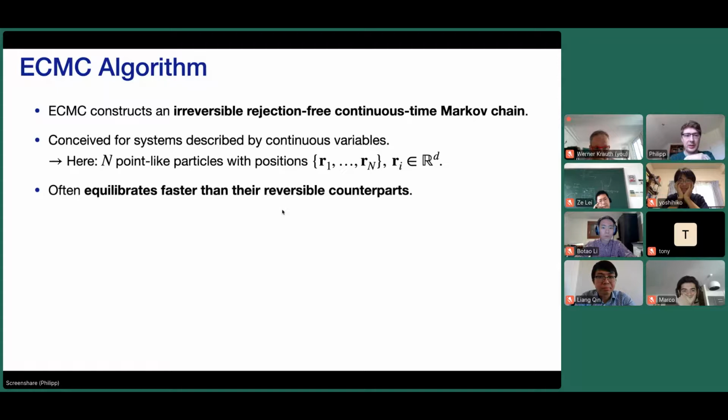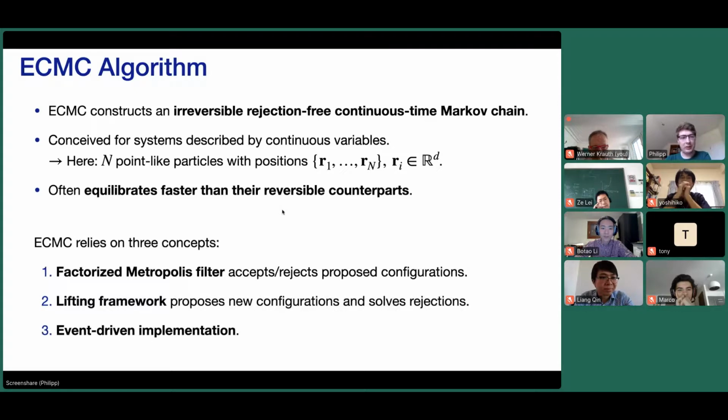Also, it was shown that ECMC often equilibrates faster than its reversible counterparts. The first example is that Etienne Bernard and Werner Kraut showed in 2011, or solved the puzzle about, the hard disk melting phase transition. And of course Ze, who's also here, and Yoshihiko and Tony also studied the decorrelation properties of ECMC, and I'm sure they're much greater experts in these terms than I am. So you can ask them if you have questions about this.